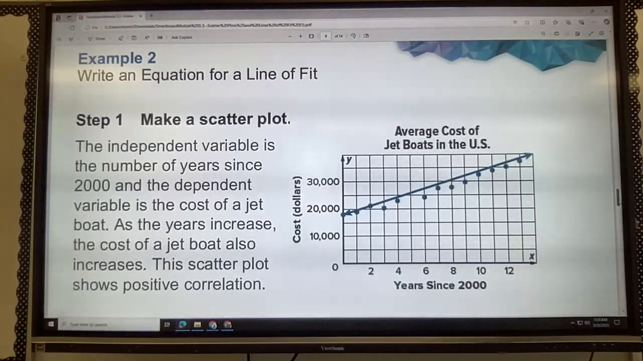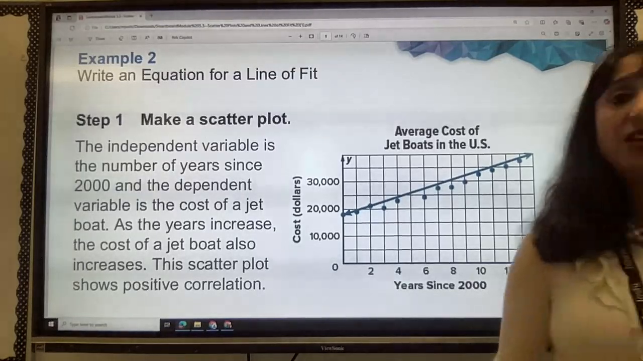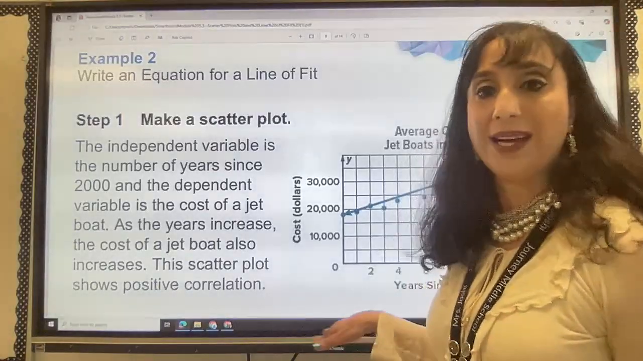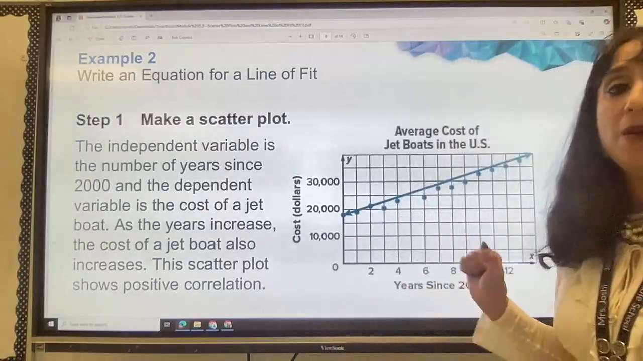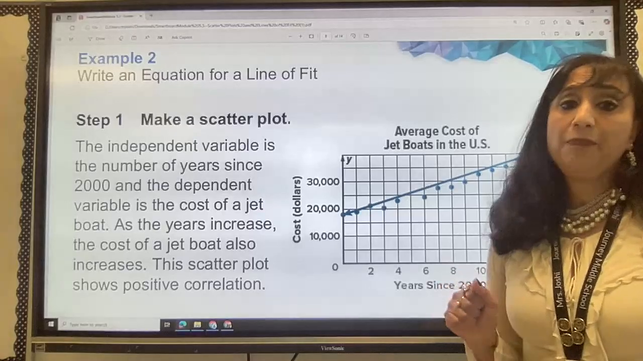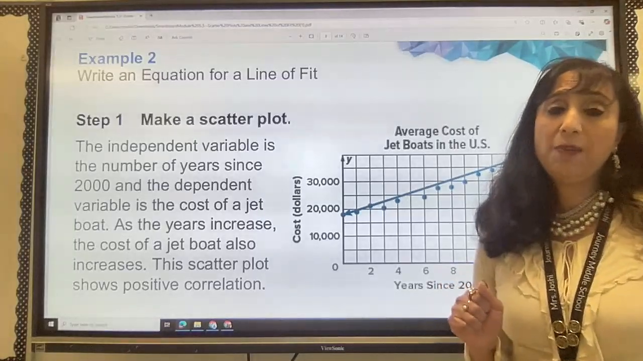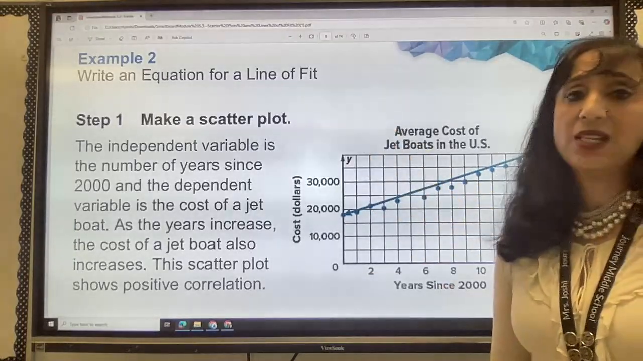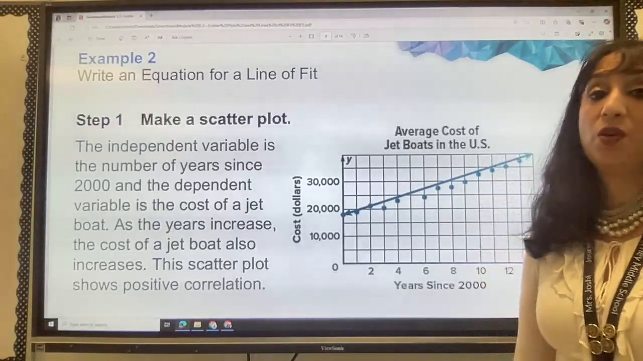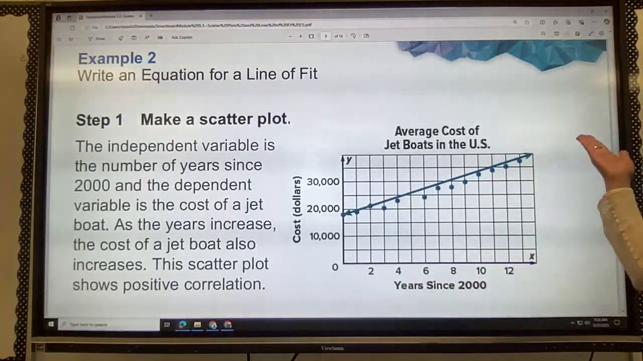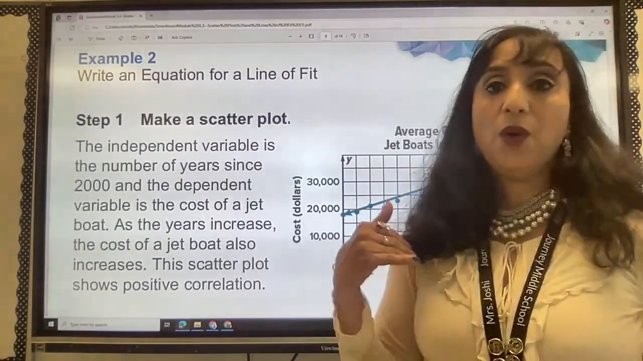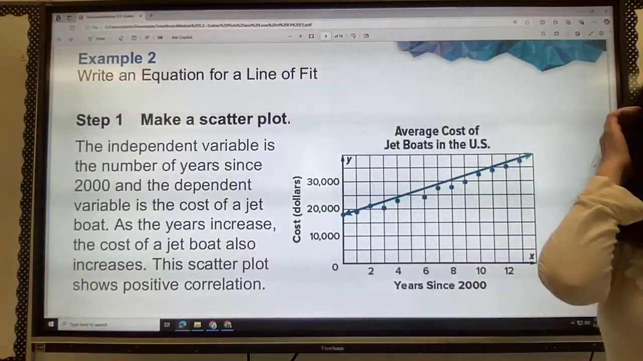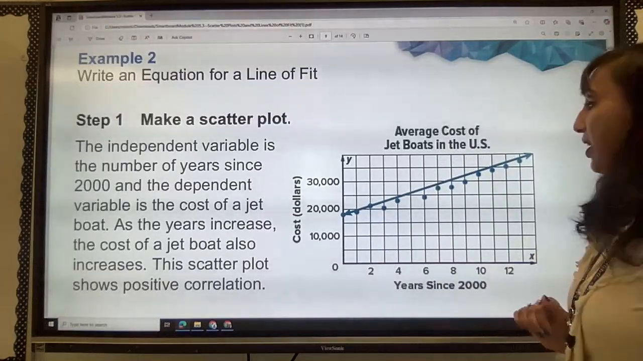So as you can see, the independent variable is the number of years, and I've always told you time is always x, so it's the independent variable. And the dependent variable is the cost of a jet boat. And as the years increase, the cost of a jet boat also increases, as we can see, because it's an upward slope. So this is a positive trend going on. So this scatter plot shows positive correlation.